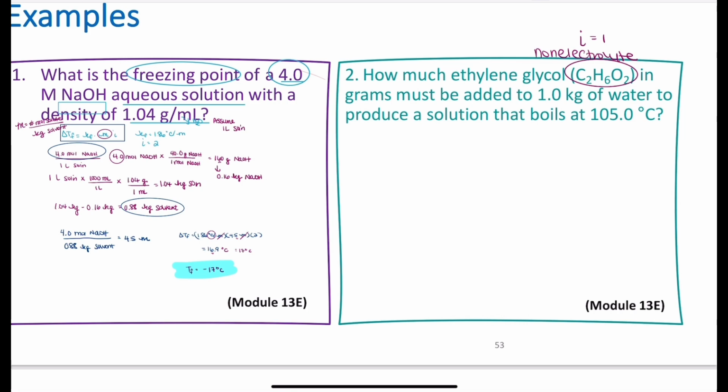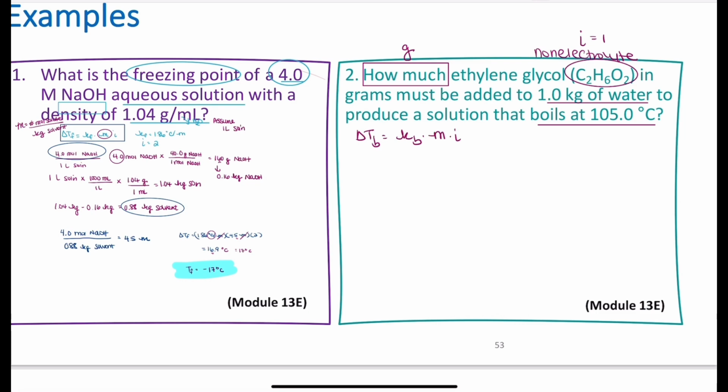I'm looking here. I'm trying to find how much ethylene glycol. This is telling me I need grams. It then says must be added to 1 kilogram of water, so I know how much I'm using of solvent, to produce a solution that boils at 105 degrees C. So I'm looking at delta T B, which is the change in boiling point temperature, is equal to KB, which is the boiling point elevation constant, times the molality times I.